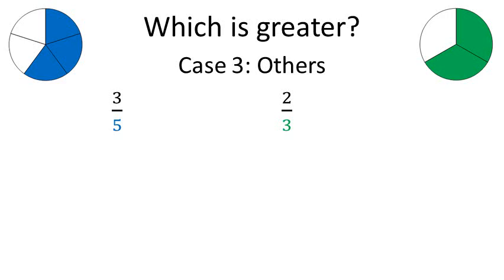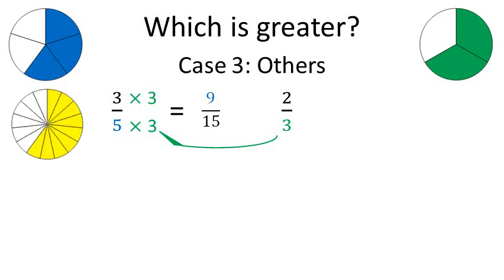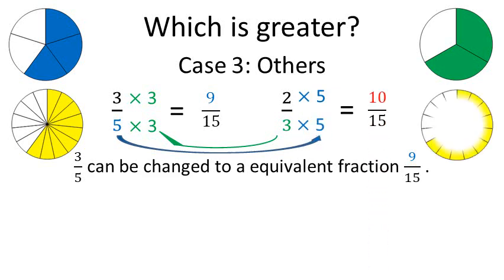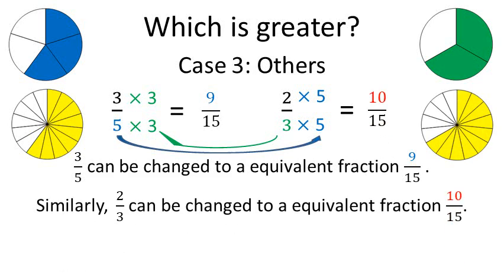For 3/5, we multiply the denominator of 2/3, which is 3, to both the numerator 3 and the denominator 5, and we get an equivalent fraction 9/15. So 3/5 can be changed to an equivalent fraction 9/15. And for 2/3, we can multiply the denominator of 3/5, which is 5, to both the numerator 2 and the denominator 3, and we get 10/15. So 2/3 can be changed to an equivalent fraction 10/15.